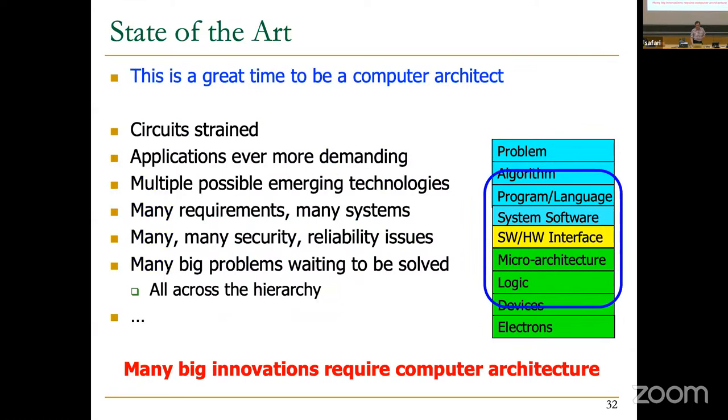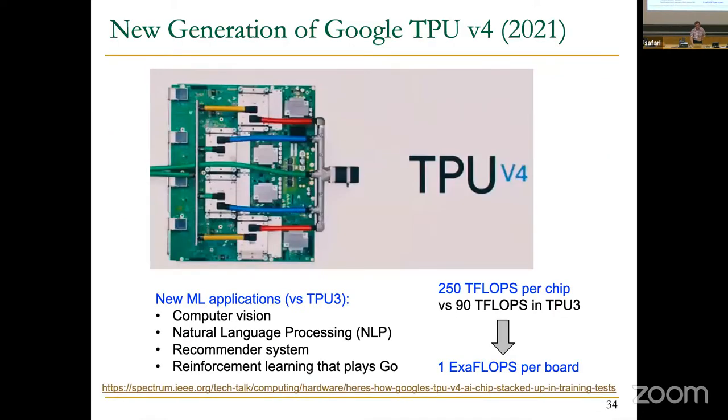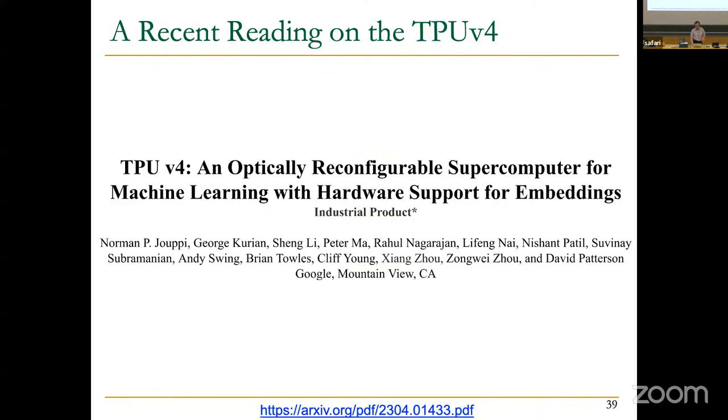Essentially, I think this is a great time to be a computer architect. We have a lot of problems, and many big innovations require computer architecture today, as you have seen. Let me give you some more examples that you've seen already. These TPUs are very interesting, but you know the limitations of it. There's another paper coming up at ISCA soon that talks about these TPUs, a larger design. Essentially, they have some optical communication between the TPUs, which is interesting.